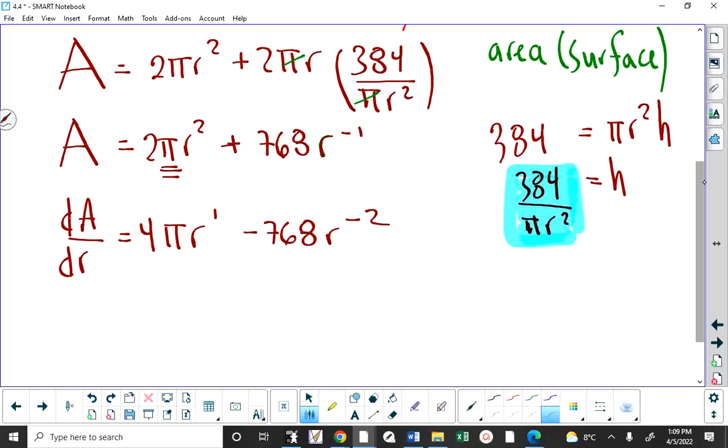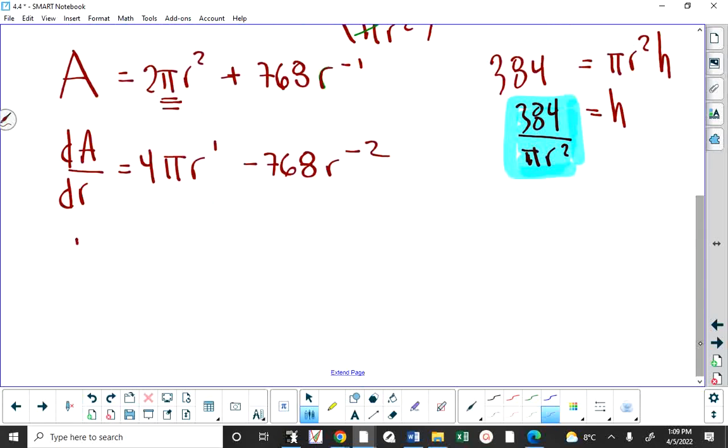Now I can factor. I'm always factoring, right? You don't want to set this equal to 0 and try to rearrange it. That's a mistake. How do I factor this? Well, I'm pretty sure that 4 divides into 768. And I know that I can factor out r because there's r in each term, and I factor out the lowest exponent. I think the 4 goes into 768 192 times.